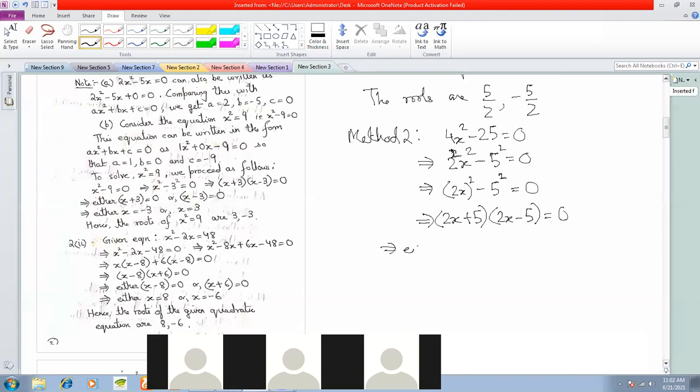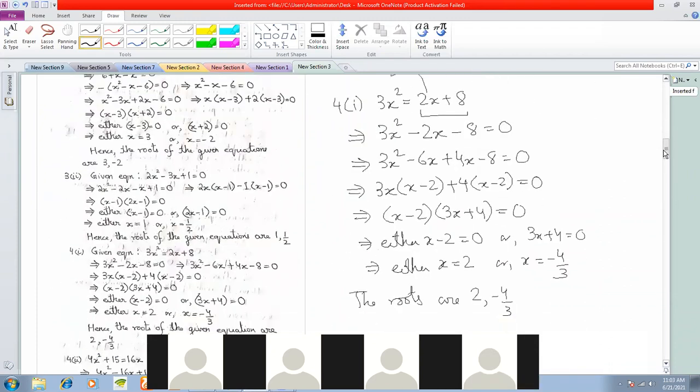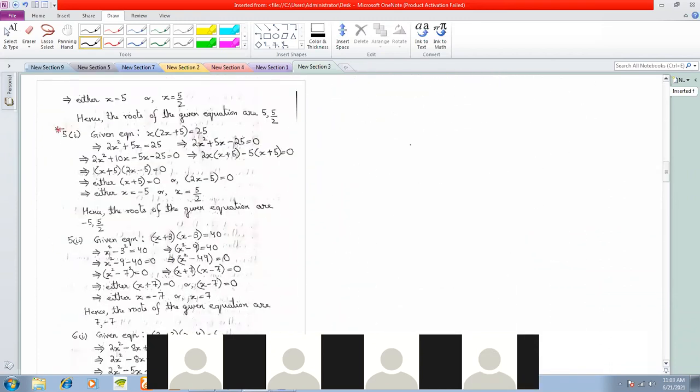That means either 2x plus 5 is equal to 0 or 2x minus 5 is equal to 0. Means either x is equal to minus 5 by 2 or x is equal to 5 by 2. So again the roots are plus 5 by 2 and minus 5 by 2. That's it. Any questions till this part? No, sir. Then moving on to the next part.